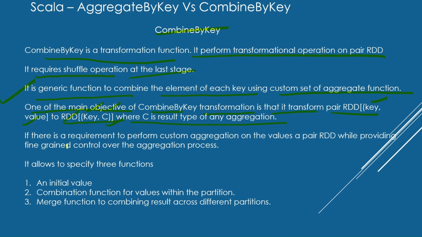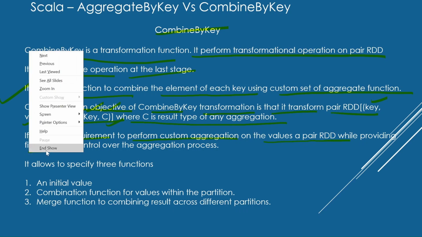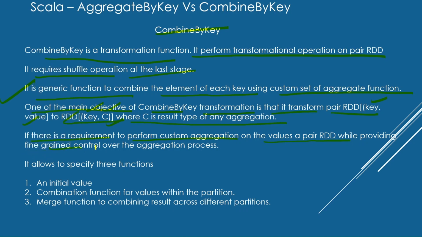combineByKey, if there is a requirement to perform a custom aggregation on the values of a pair RDD while providing fine-grained control over the aggregation process. So whenever we have a data set in the form of key and value, and we want to perform a certain kind of custom aggregation, with the help of combineByKey we can achieve it.